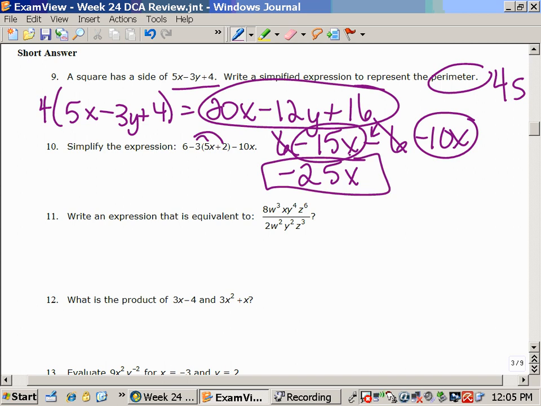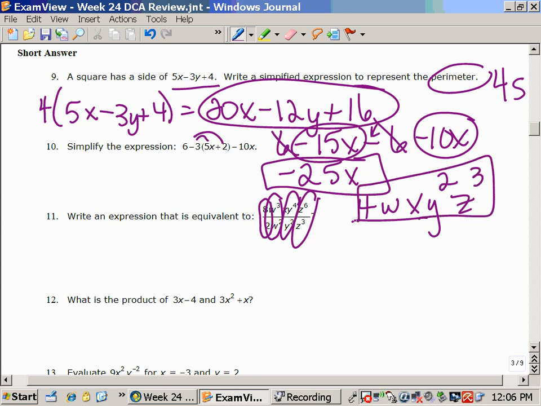On number 11, I need to simplify this expression. Since I'm dividing, I am going to divide or reduce the coefficients, which is 4, and then I'm going to subtract the exponents, the larger exponent minus the smaller exponent. So on the W's, 3 minus 2 is 1. It's going to go on the top because the 3 is larger. Looks like the x is just randomly thrown in there, so it's going to stay where it is. Subtract the y exponents, and I get y to the second. Subtract the z exponents, and I'm left with z to the third. That would be your final answer.